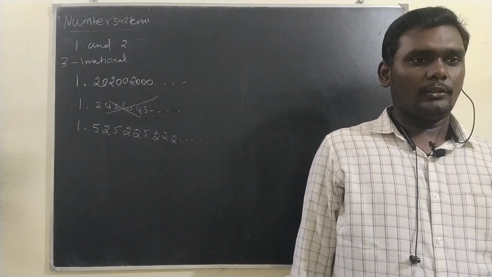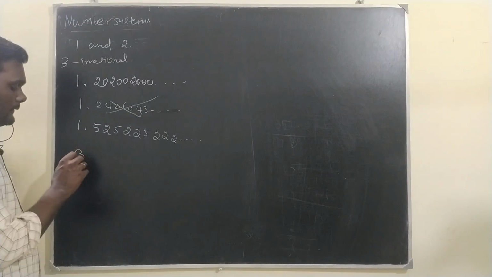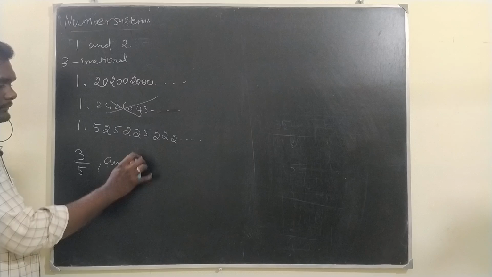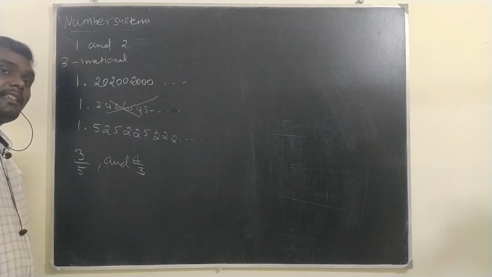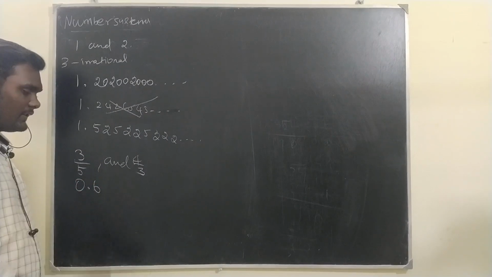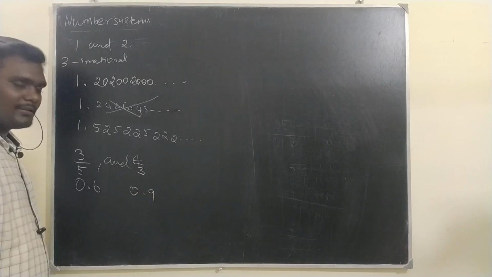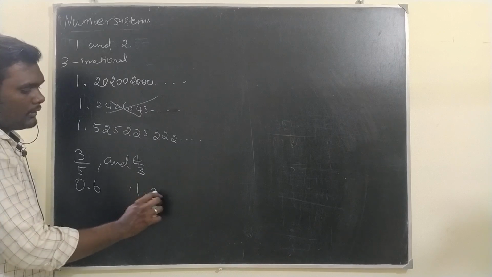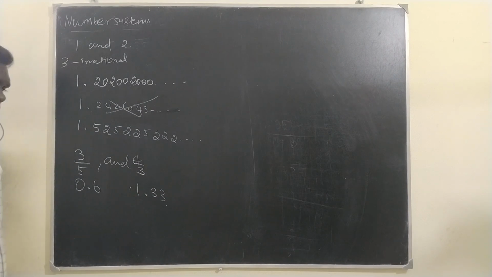Okay sir, 1 and 2, not a problem. What if we are having 3 by 5 and 4 by 3? We should divide and find the decimal expansion. This one's decimal expansion is 0.6. This one, 0.9 something will come. Oh sorry, 1.333 will come. Right?